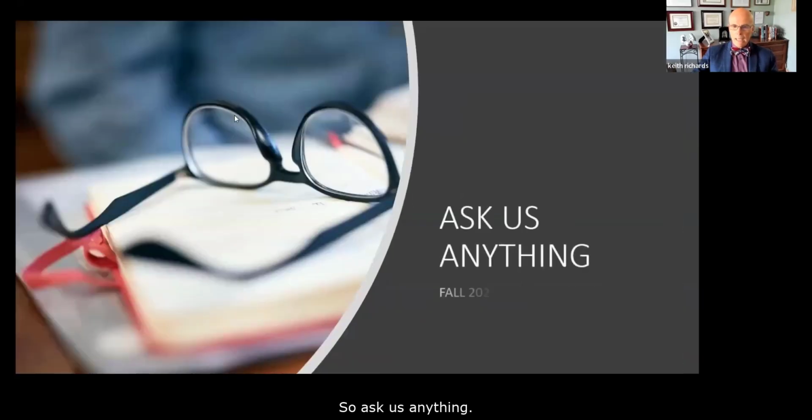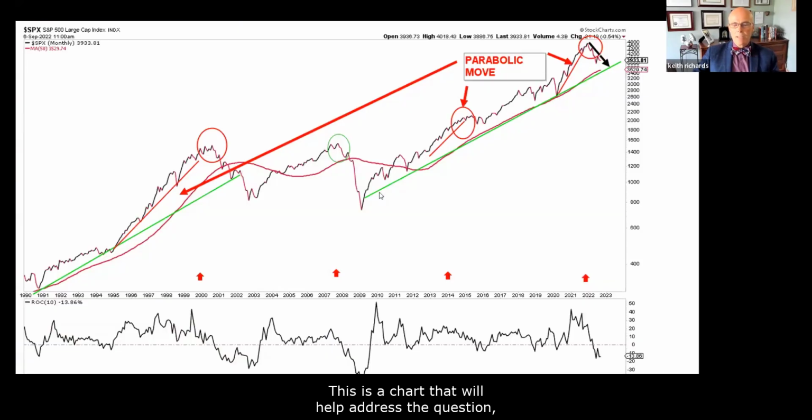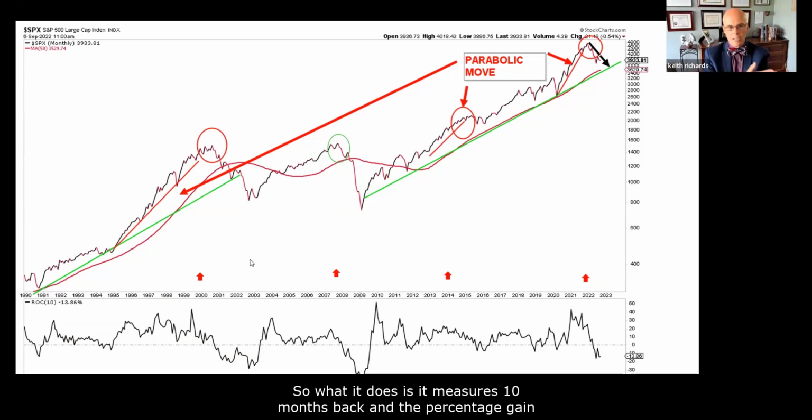So, ask us anything. This is a chart that will help address the question, and I'm looking at a fairly long period of time here. We're going way back to 1990, and a couple of things I wanted to point out: at the bottom here is a rate of change. It's a very simple oscillator, but because this is a monthly chart, I'm using a 10-month rate of change. What it does is it measures 10 months back and the percentage gain over every 10-month period on a forward going basis.